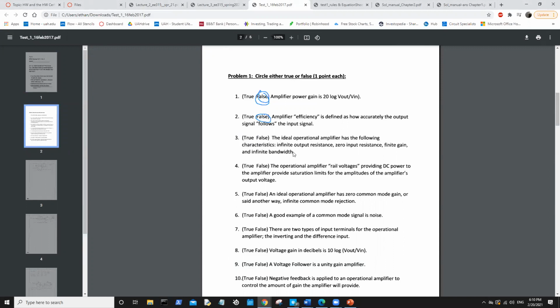The ideal operational amplifier has the following characteristics: infinite output resistance, 0 input resistance, finite gain, and an infinite bandwidth. I think these are flipped, aren't they? Well, I know at least it's false based on the finite gain, because I think it should be infinite gain. The infinite bandwidth I know is correct, because I went through the lectures for the bandwidth, and the bandwidth is basically the frequencies where the gain is maximized. You want it to work everywhere. So if you want your frequencies to be any frequency you want, in an ideal perfect world, that needs to be infinite.